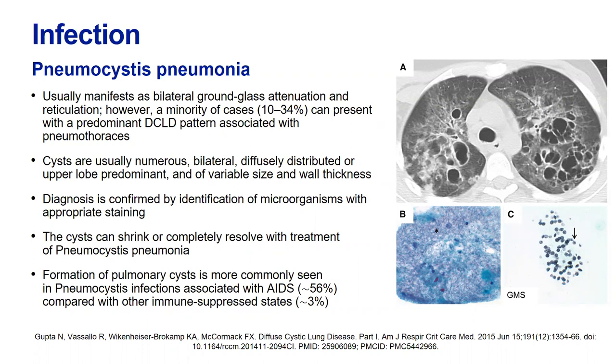In terms of treatment, when you actually treat PCP, the cysts can shrink and even completely resolve. So it's really important for you to be able to make this diagnosis as the cause of the cystic lung disease.